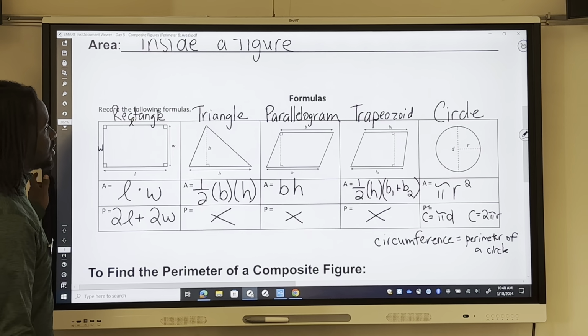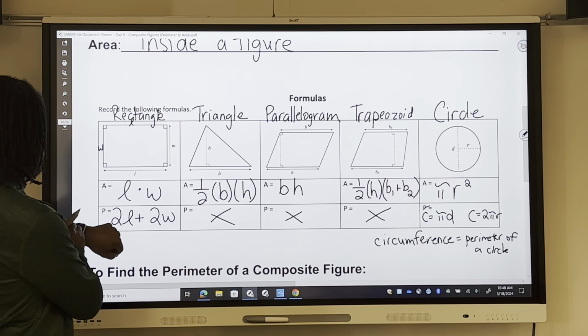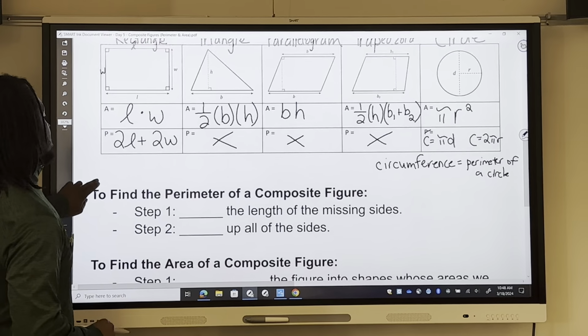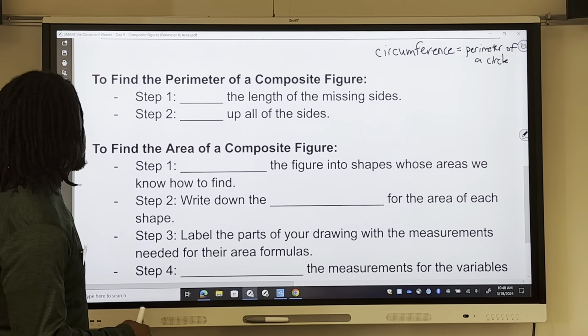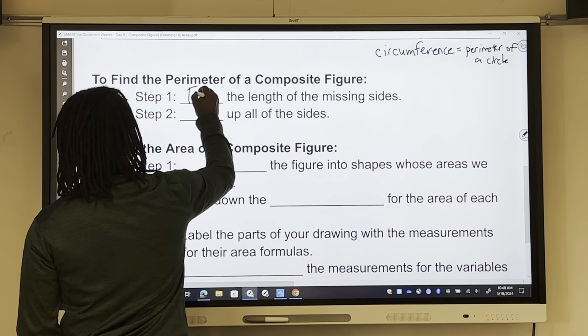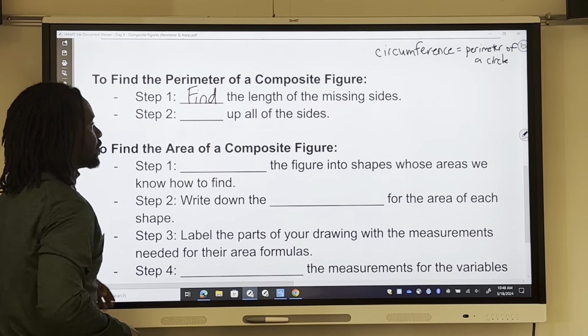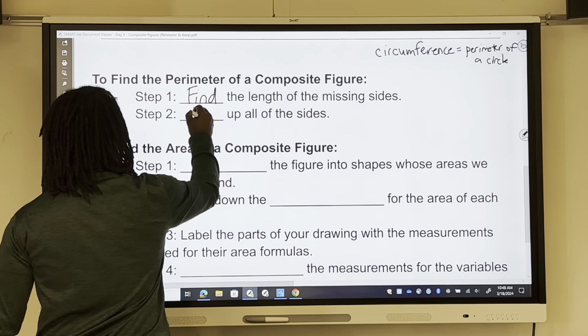And so those are the formulas that you will need, all right? Now, let's talk about some steps of how to find the perimeter, okay? Step one is you're going to find the length of the missing sides. So you're going to find the lengths of any sides that you are missing, and then you're just going to add them all up.